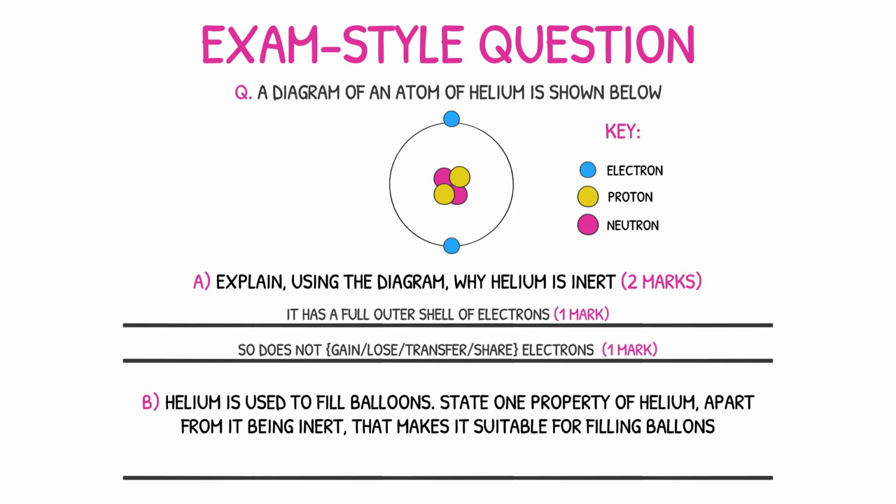Our second question is only 1 mark, and simply asks for you to state another property of helium that makes it useful for balloons. The only correct answer to this question is that helium is less dense than air, which in turn allows the balloons to float. So, how did you do on this question?